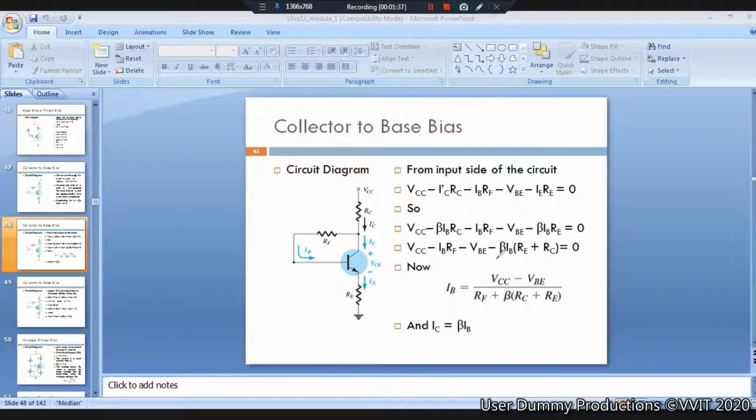Sir, I'm getting 3.72 into 10 to the power minus 5, sir. 3 point? 728 into 10 to the power minus 5. Okay. This is for IB. Get it? Okay. Now you have to find out this value.